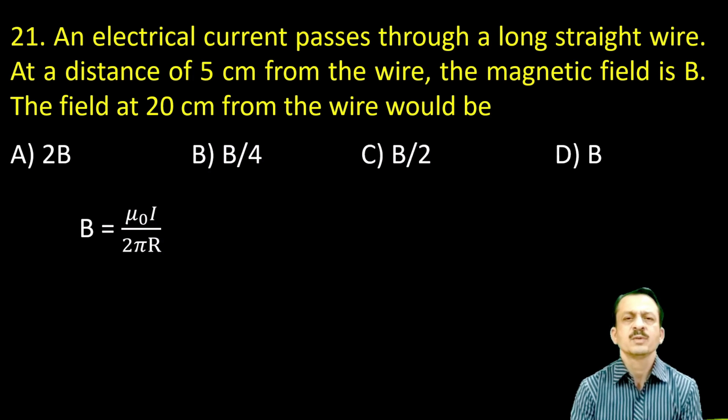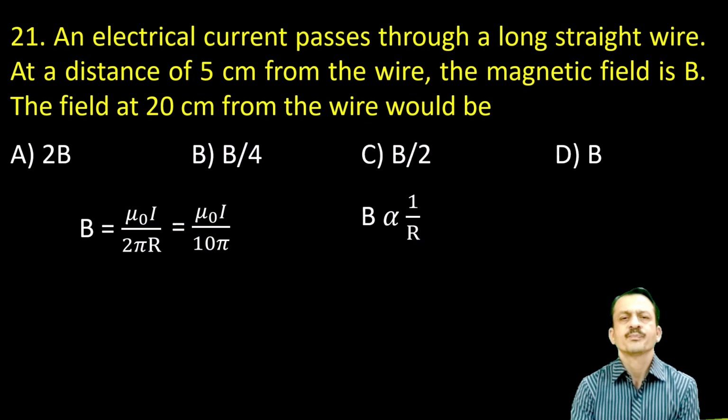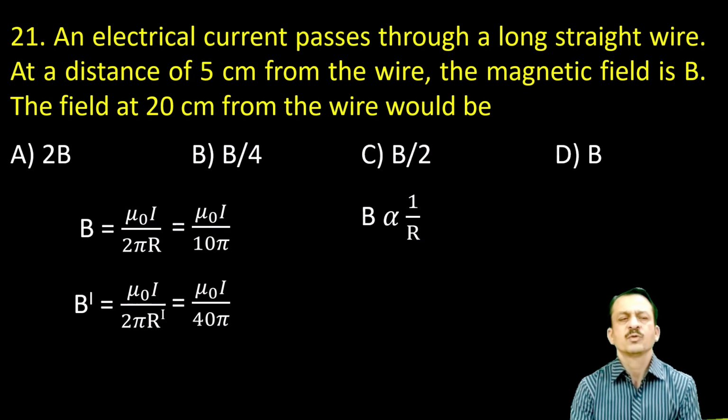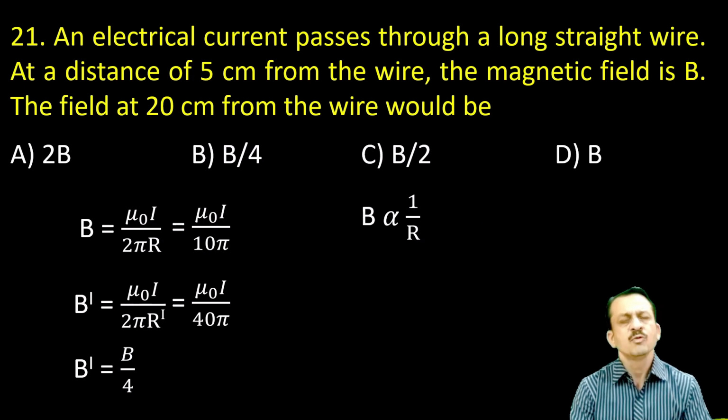The magnetic field is given by mu naught I divided by 2 pi R. For the first case, the distance is 5 cm. B is proportional to 1 by R. Substituting R equal to 5 cm, B is mu naught I divided by 10 pi. Now for the second case, B dash, the new magnetic field, is mu naught I divided by 2 pi R. Now R here is 20 cm, 20 into 2 is 40. Therefore, mu naught I divided by 40 pi. Now if you take the ratio, B dash is equal to B divided by 4. The magnetic field reduces by 4. That is, B by 4 is the right answer. B is the right answer here.